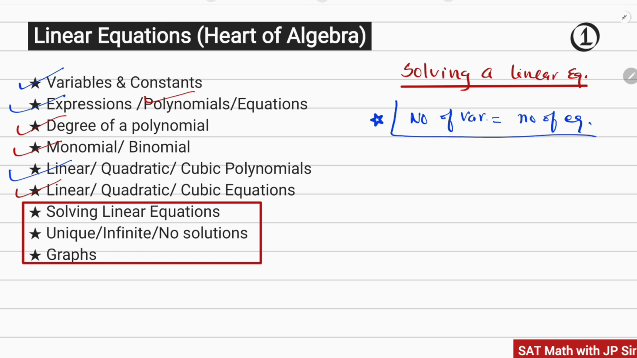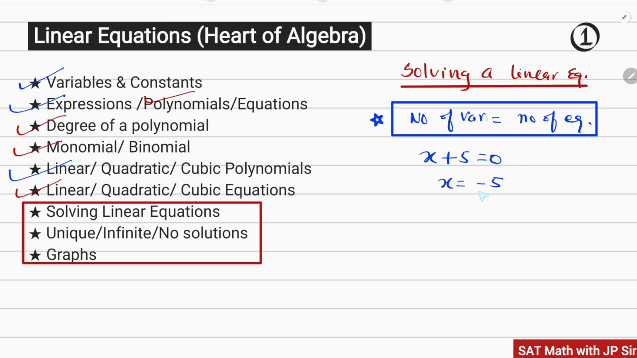So what did I say? You should have the number of variables equal to the number of equations. For example, we have x plus 5 equals to 0 and we have to solve for x here. Can we do that? Yes, we can, because we have one equation and one variable. After solving, we have x equals to minus 5. So we have solved for x here.